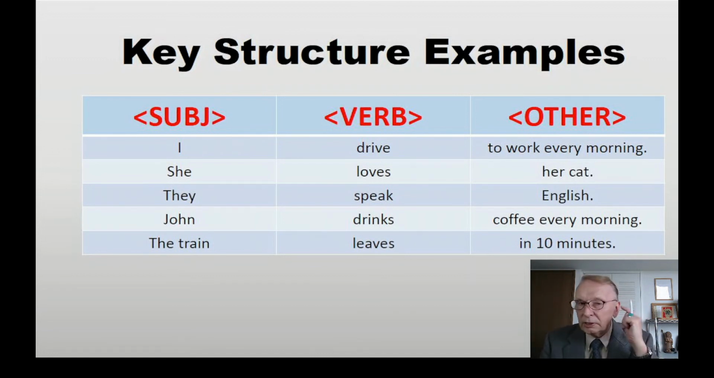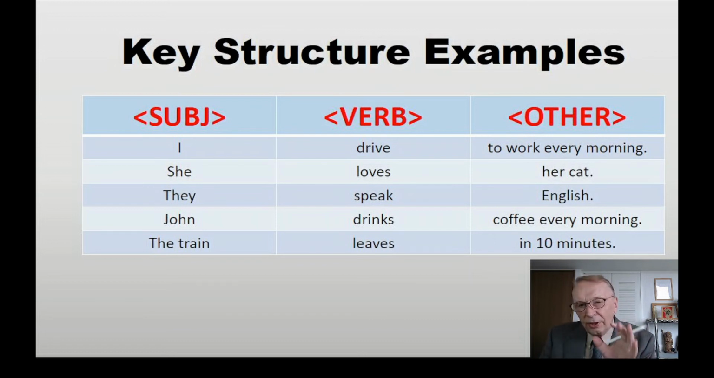For now, listen to my grouping when I say this like a native speaker would. John drinks coffee every morning. Notice after coffee I can pause. But we want to get the verb and the action, then the other stuff. John drinks coffee every morning. The next one. The train leaves in 10 minutes.